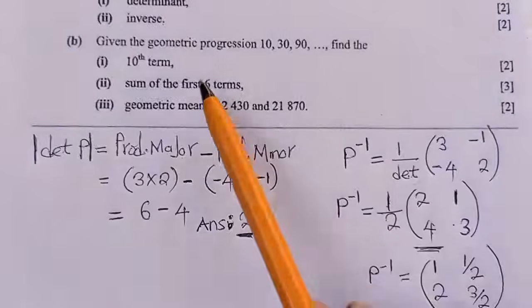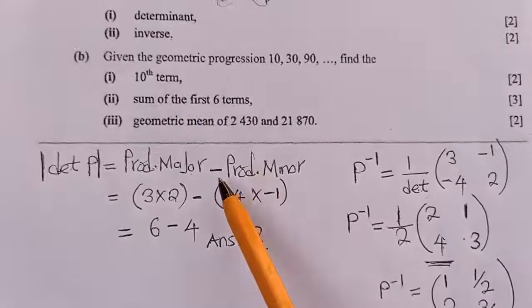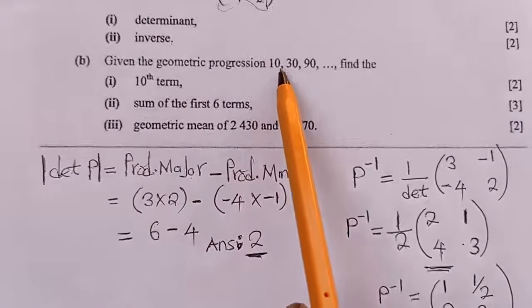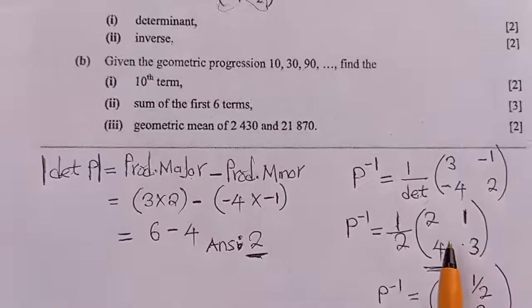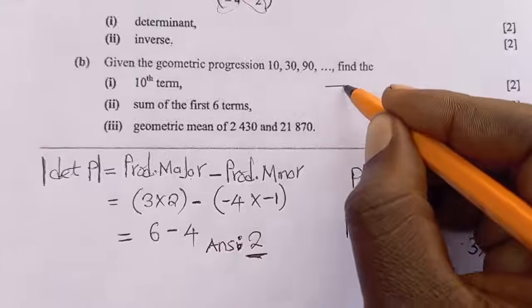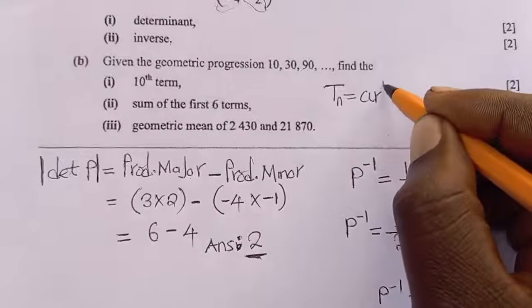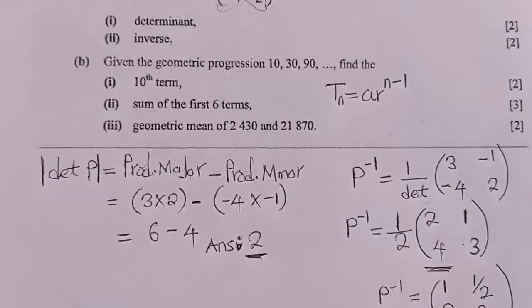Let us now go to another question. Given the geometric progression, find the 10th term. How do we get to find the 10th term now? You need to know that the formula for terms is this particular formula: T_n = a r to the power n minus 1. This is the formula now.